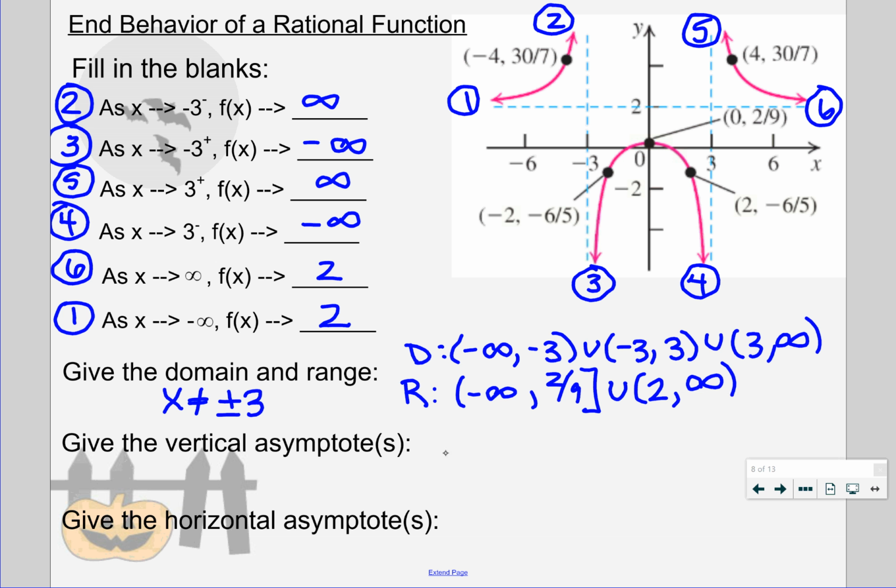Vertical asymptotes, we already named them. X equals 3, x equals negative 3. Horizontal asymptote, we already named it, y equals 2. All from the picture.